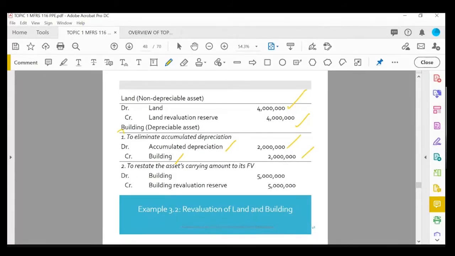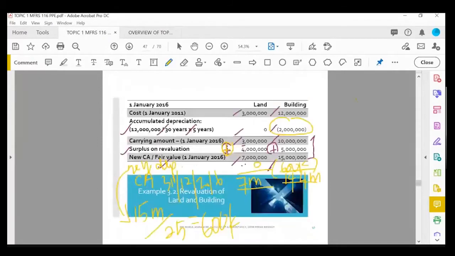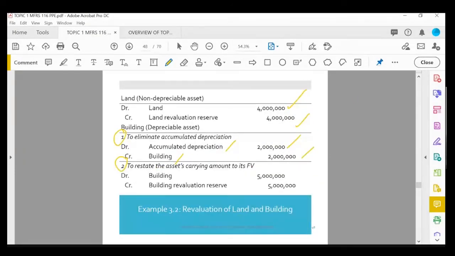Number 1, to eliminate accumulated depreciation. Only then number 2, we restate the asset carrying amount to its fair value. Only then we recognize the surplus that we have identified from the computation before, surplus on revaluation for building 5 million. So debit building 5 million, credit building revaluation reserve 5 million.